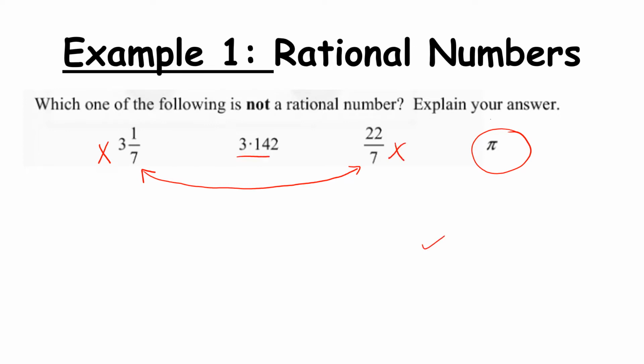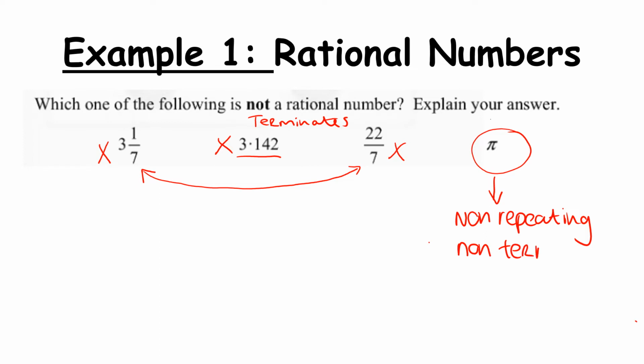Now here I have a decimal, but the decimal terminates, it ends, which means it cannot be irrational, it is rational. So here I have pi. So pi is a non-repeating, or non-recurring if you prefer, non-terminating decimal. So it never repeats and it never ends. If we were to write it as a decimal, it'd be non-repeating, non-terminating.